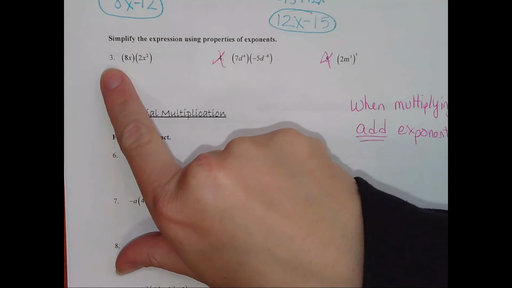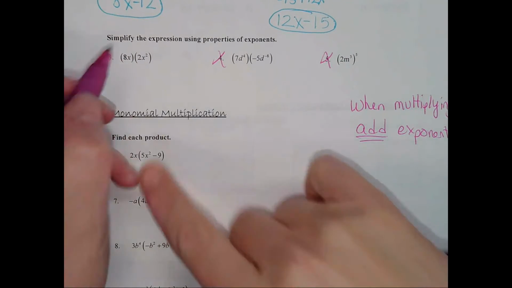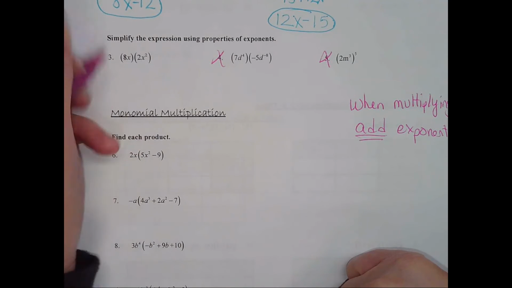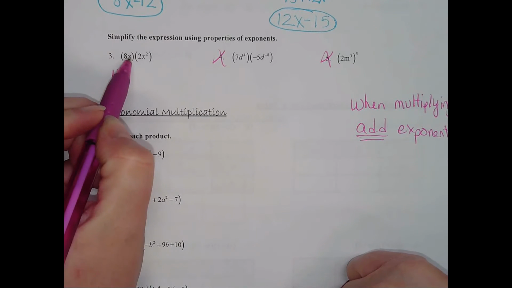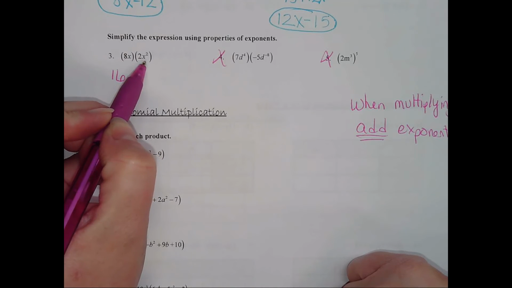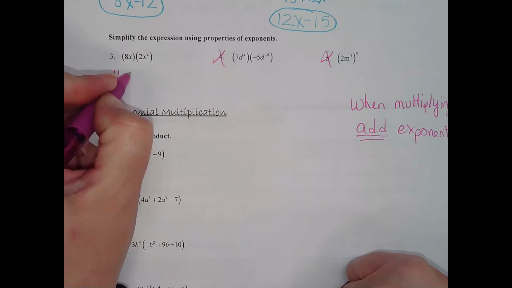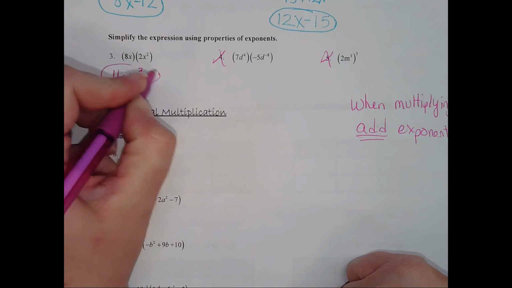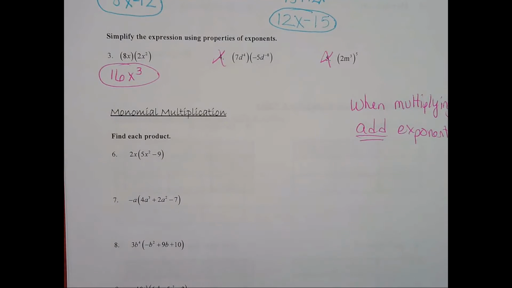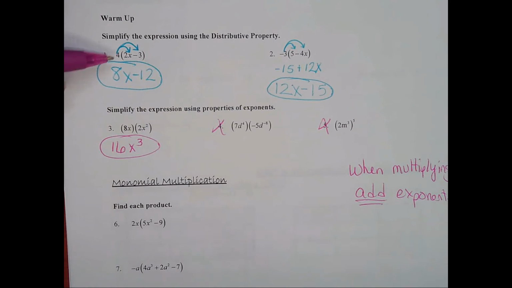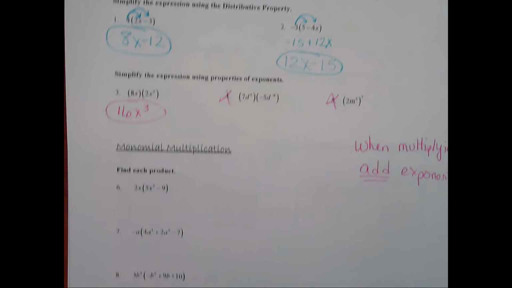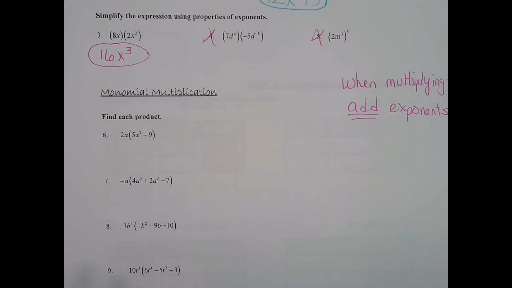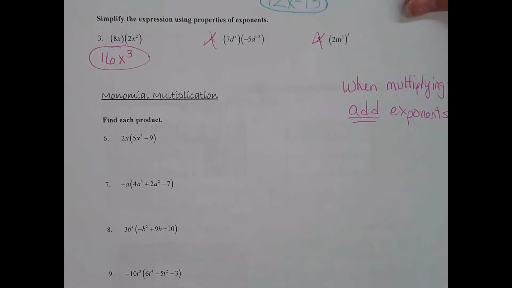So like for number 3 here, when we multiply these, you multiply the numbers. 8 times 2 is 16. And then when you multiply the variables, you add their exponents. 1 plus 2, you get 3. Okay? So let's keep that in mind as we move on to really what we're doing today, which is kind of a combination of distributing and using your properties of exponents, which is kind of cool. So you will be distributing today, and your final answers must be written in standard form.